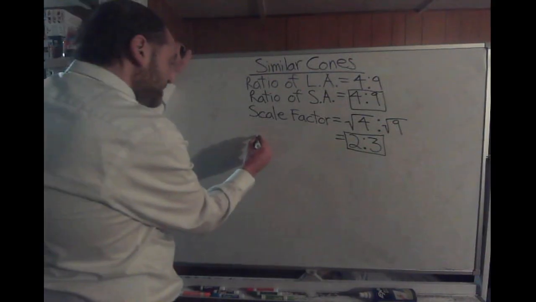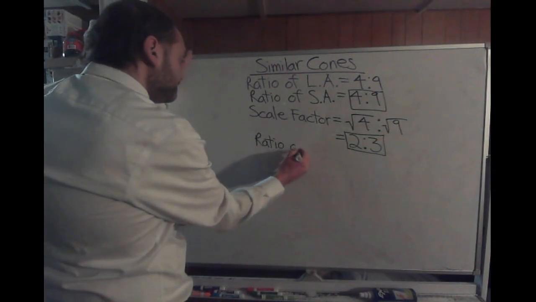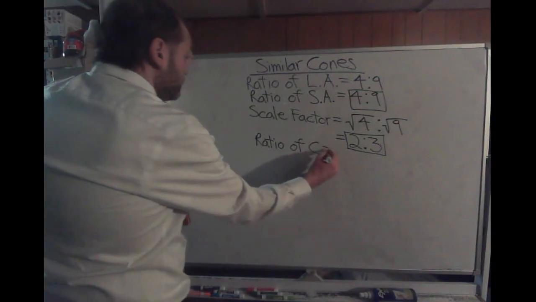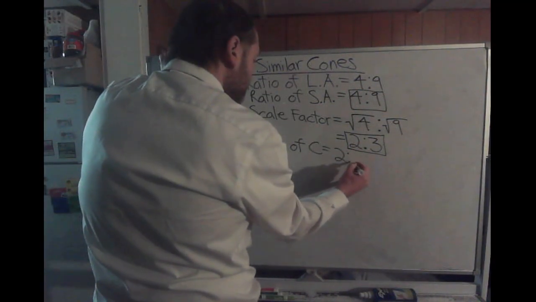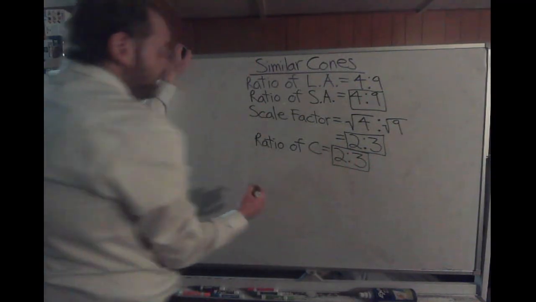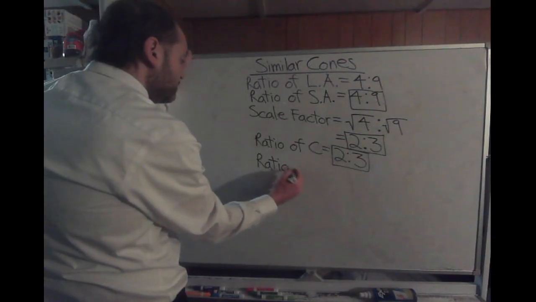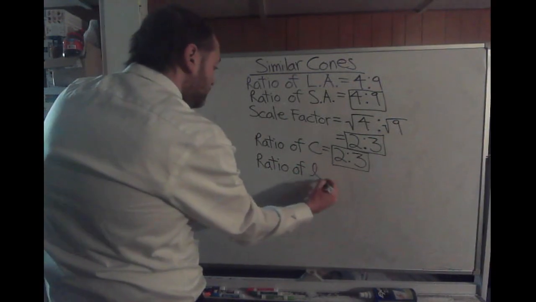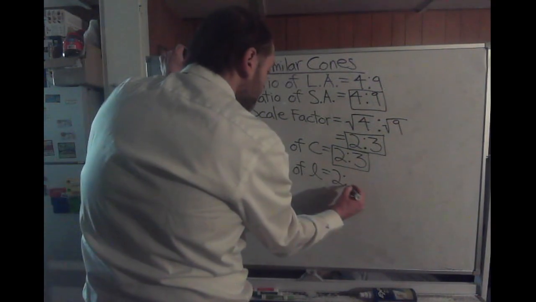We can find the ratio of the base circumferences, which is, since it's a perimeter, the same as your scale factor of 2 to 3. And then we can find the ratio of the slant heights, since it's the length of the cone, which would also be the scale factor of 2 to 3.